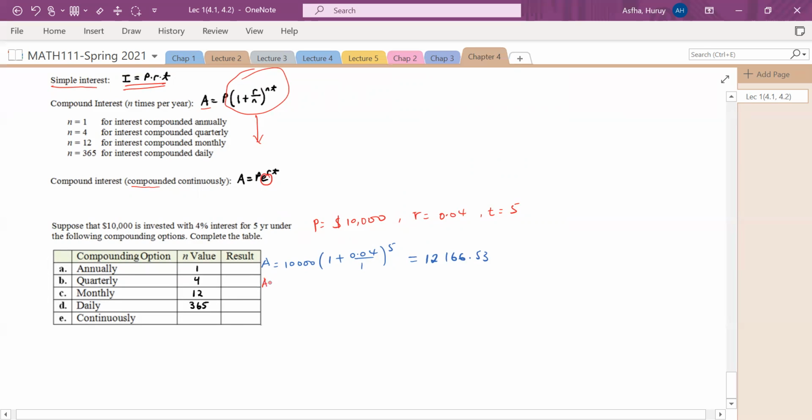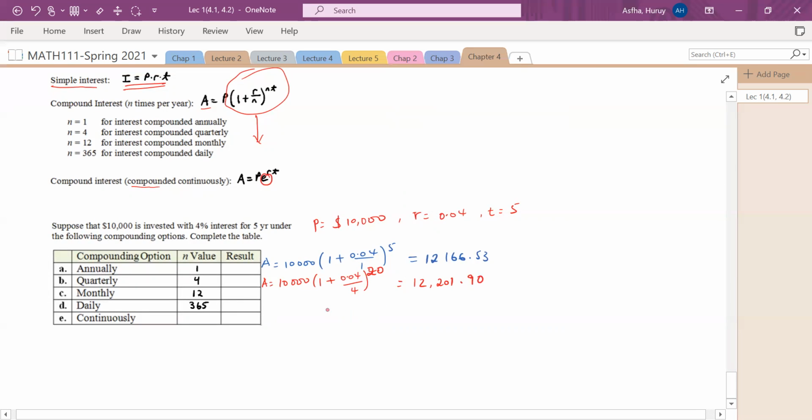Then for this one, A equals 10,000 times 1 plus 0.04 over 4, since N is 4, to the power of 4 times 5, which is 20. That becomes this value.